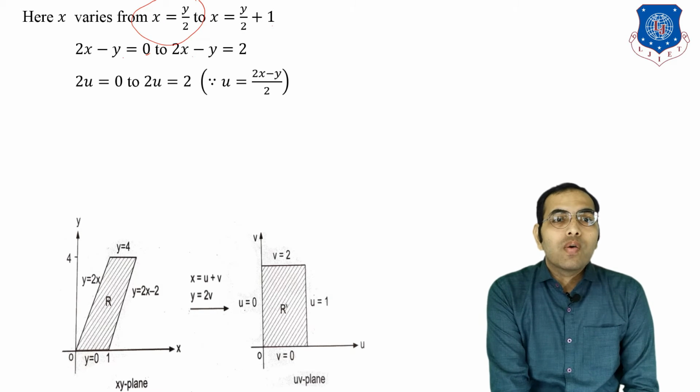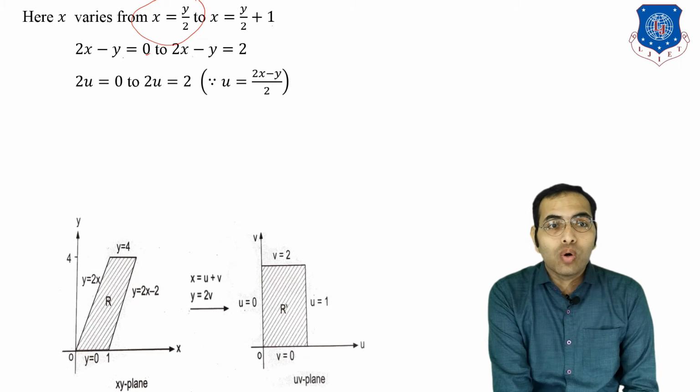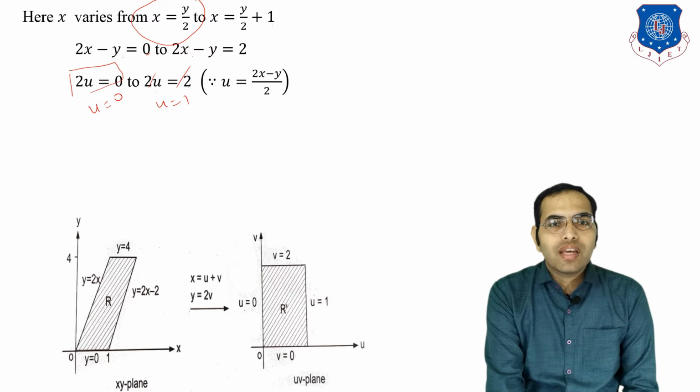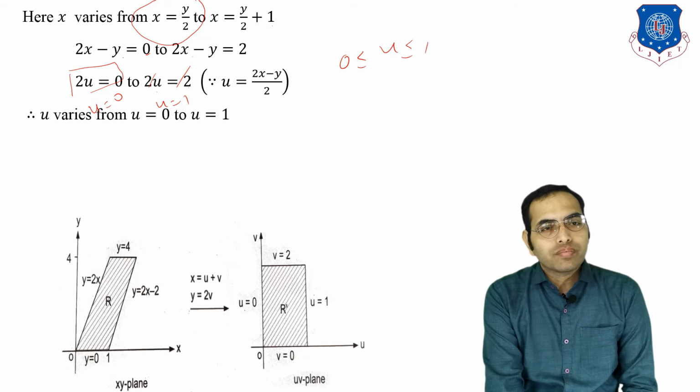Then here we have the formula for u, which is given in the question: u equals 2x minus y by 2. Then 2x minus y equals 2u, so 2u equals 0, then u equals 0. Substituting this, 2u equals 2, the 2s cancel out, then u equals 1. So we can say that u varies from 0 to 1.